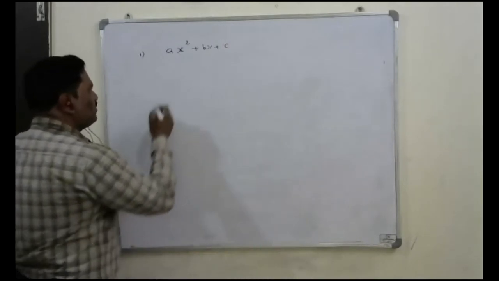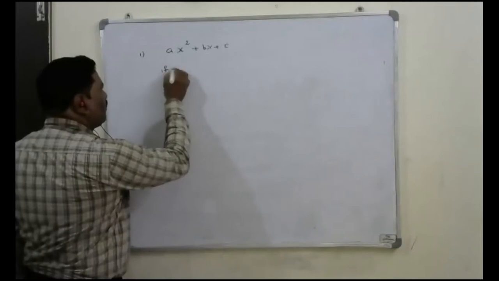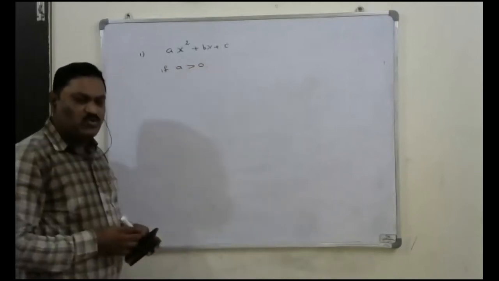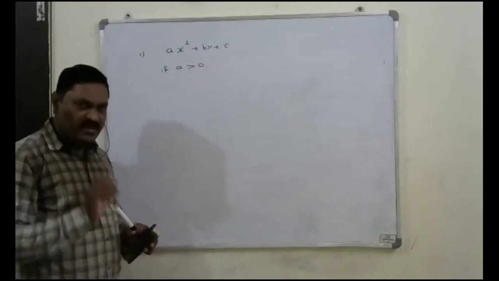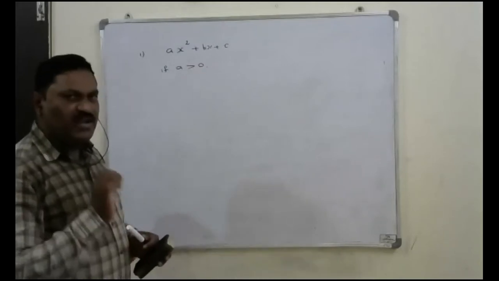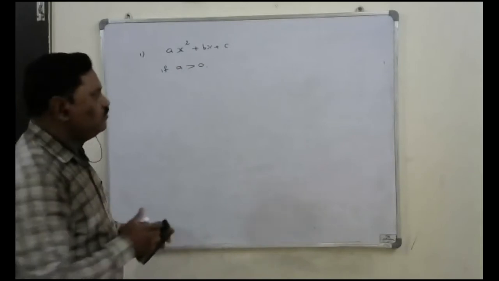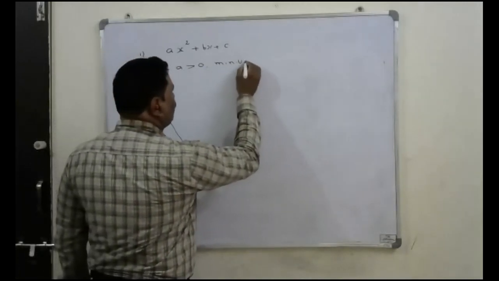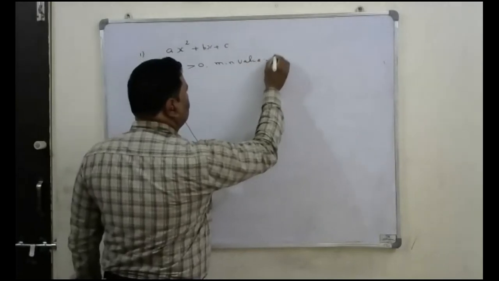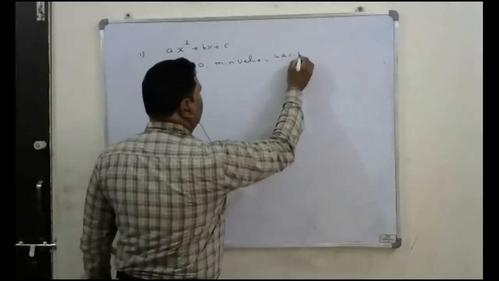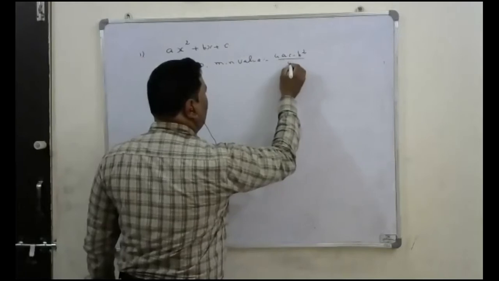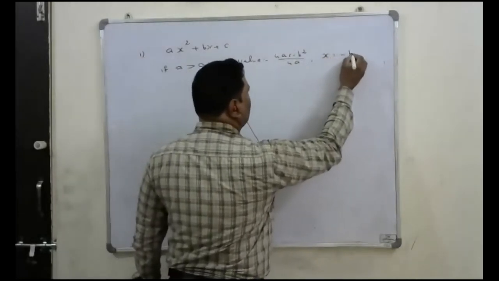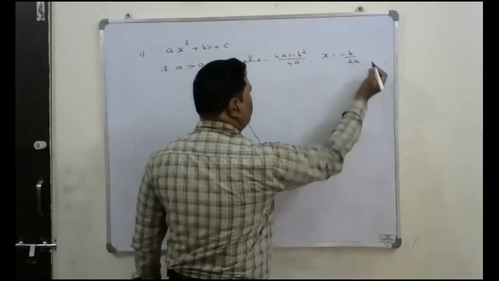For this particular expression, if a is positive, coefficient of x square is positive, then that expression will have a minimum value, and this minimum value is 4ac minus b square upon 4a. This is available when x is equal to minus b by 2a.